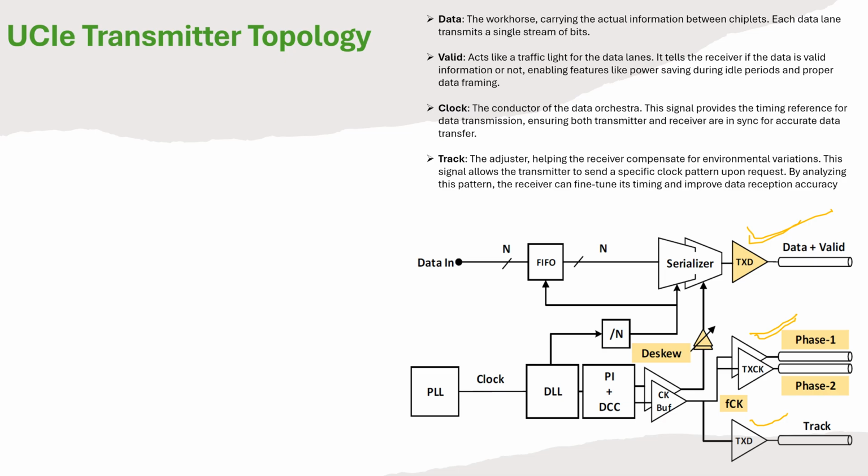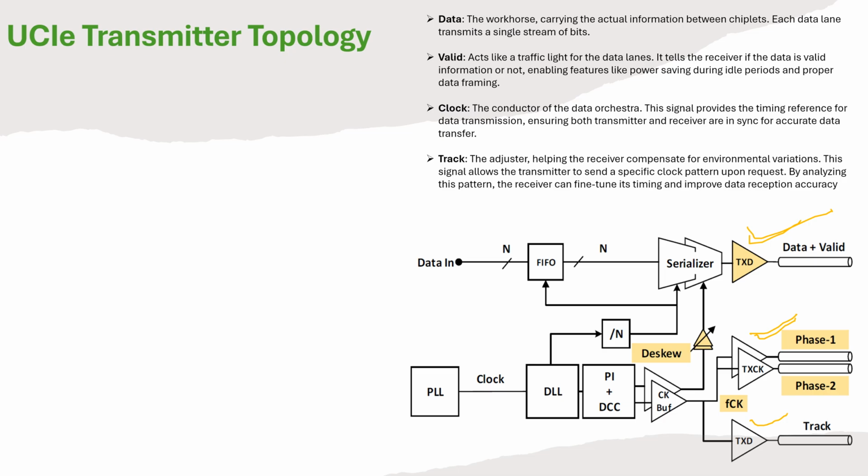Then we also have valid, a signal sent along with the data. It's like a traffic light for the data lines. It tells the receiver if the data is valid information or not. It's part of the protocol encoding and sending it out, enabling features like power saving during idle periods and proper data framing.